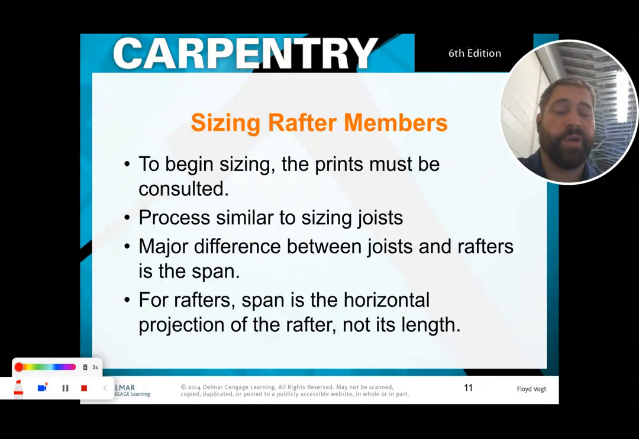Sizing rafter members. To begin sizing, the prints must be consulted. You're not just going to say, I'm going to use this one because I have it lying around. That doesn't work unless you want to tear it out. It's a process similar to sizing joists. The major difference between joists and rafters is the span. For rafters, span is the horizontal projection of the rafter, not its length. Remember, in the previous slides we talked about what the span is.